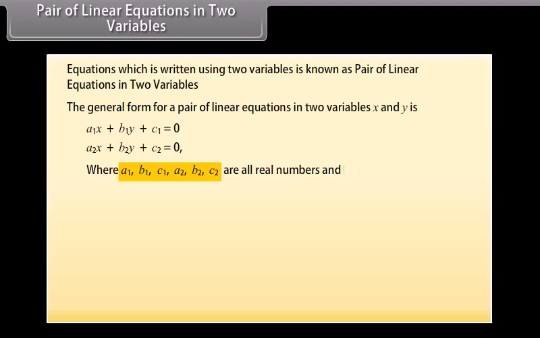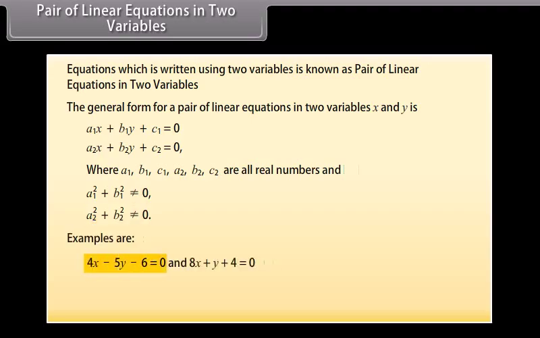all real numbers and a1 square plus b1 square is not equal to 0, a2 square plus b2 square is not equal to 0. Examples are 4x minus 5y minus 6 equals 0 and 8x plus y plus 4 equals 0. x plus y is equal to 12 and 7 is equal to y.